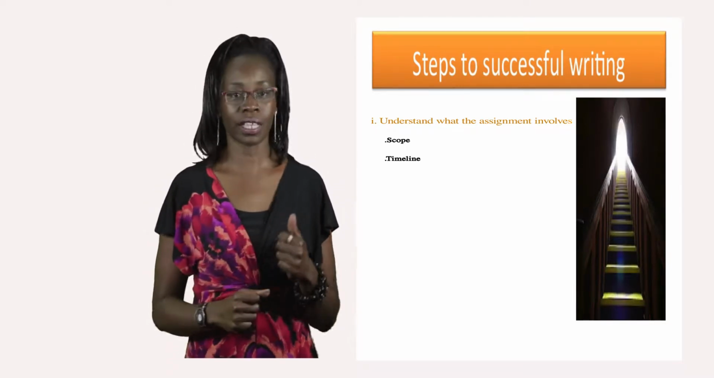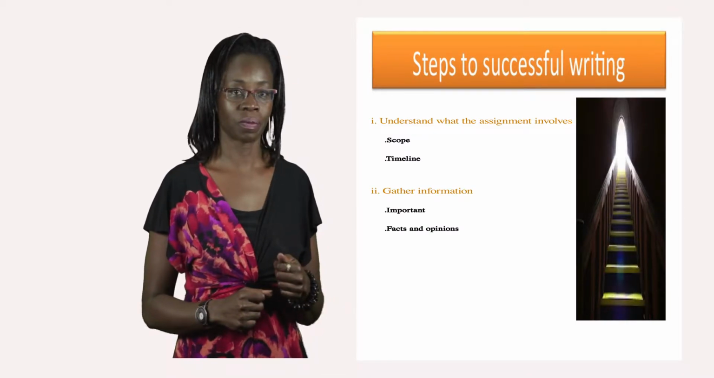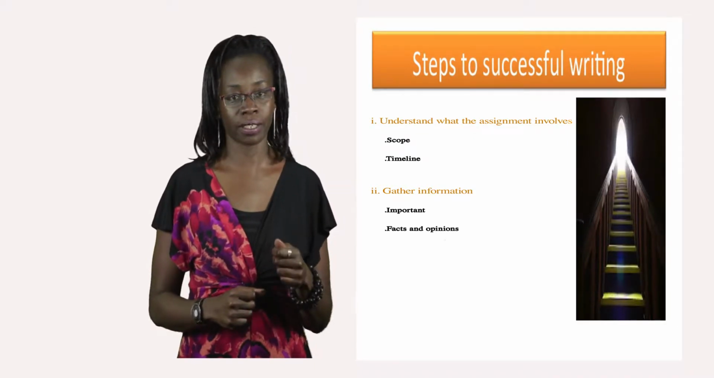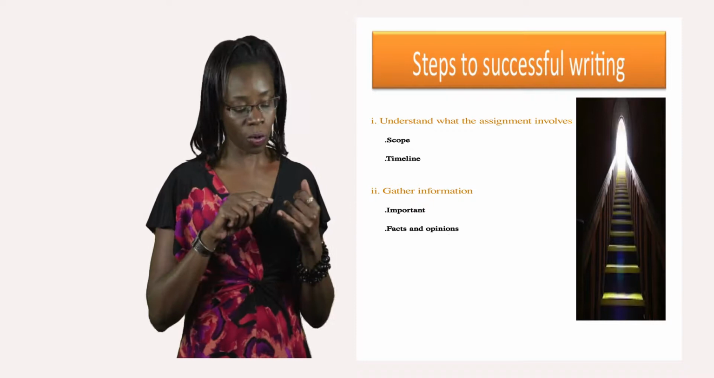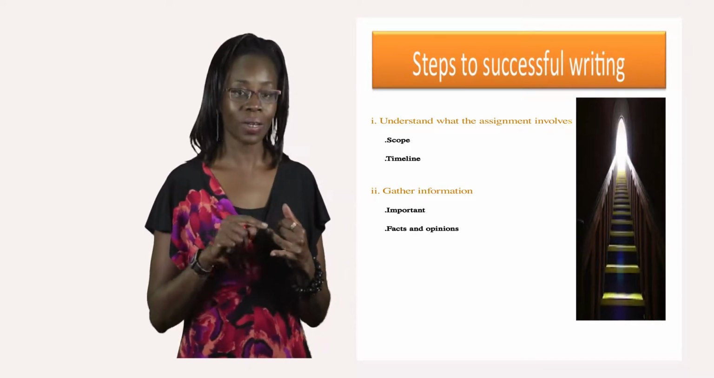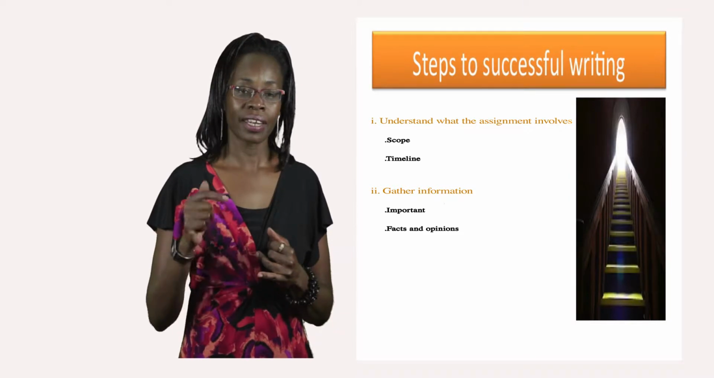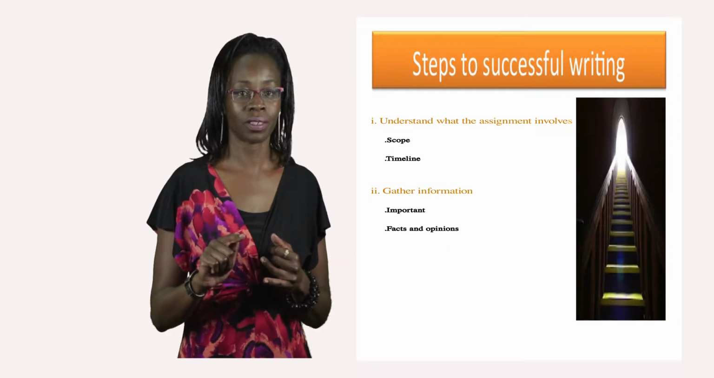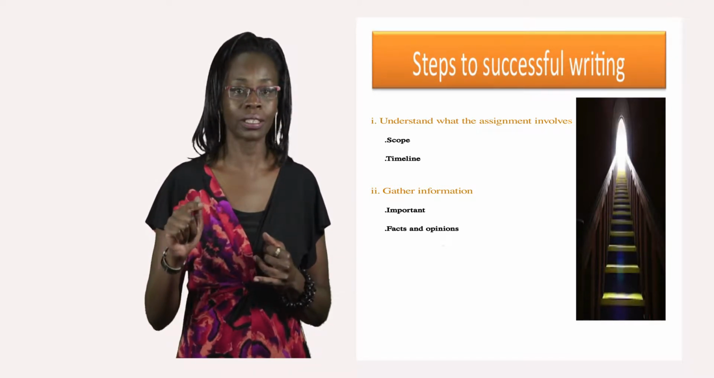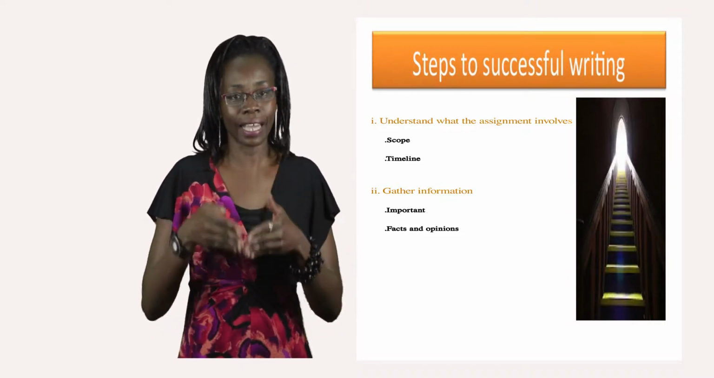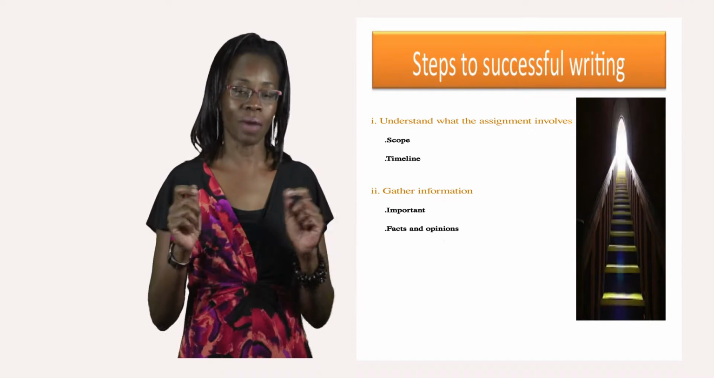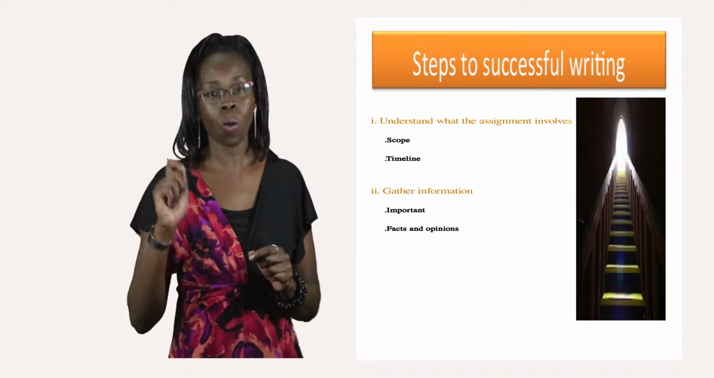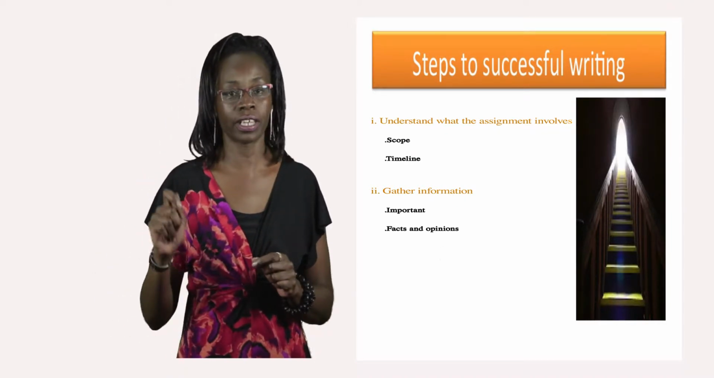The second step to successful writing is gather information. Remember, we talked about your reader. Who is your audience? When you're writing, you've now known what the assignment involves. So next, you have to ask yourself, now that I know what the assignment involves, what is important? Once you've known what is important, ask yourself, what is the depth or the breadth of my writing? Then you'll be able to glide into writing once you know what is important for the reader to know.